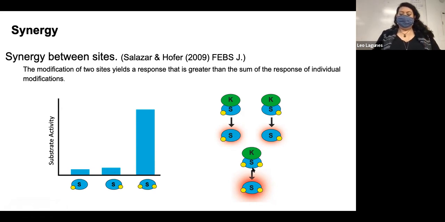But if both are phosphorylated, you get an extreme amount of activity, where it's more than additive. If we added these two numbers and stacked them up, it would still be less than if both are together. So synergy refers to that. The synergistic effect is usually multiplicative and not additive.